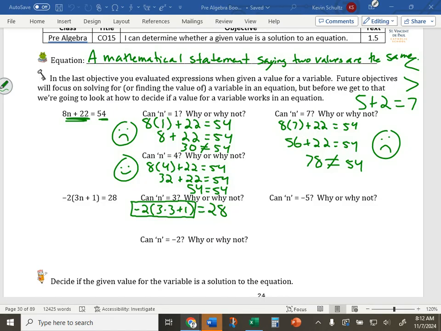You can use your calculator if you need to. Try without it first. Okay, numbers aren't too crazy here. See if you can do it mentally, then check it with the calculator. When you have an answer, hand up. Just this first one. Negative 2, then in parentheses, 3 times 3 plus 1. What does that equal?